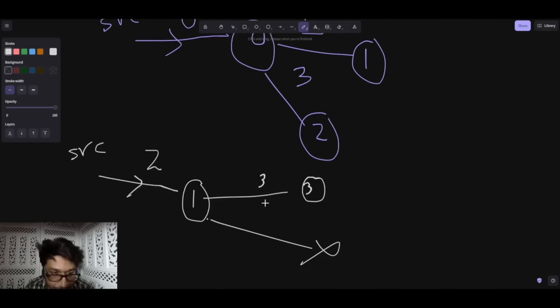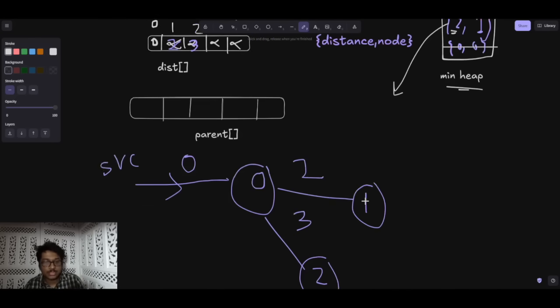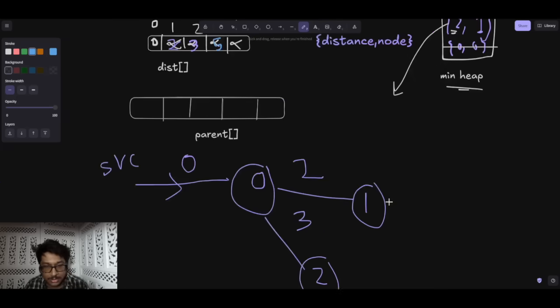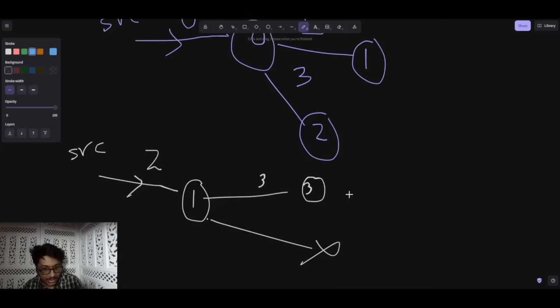Now source to 3 is 2 plus 3, 5. Is 5 less than infinity? Yes. So you replace this with 5. Let me use a different color. You replace this with 5. And once you have done it, the distance is 5 and the node is 3.